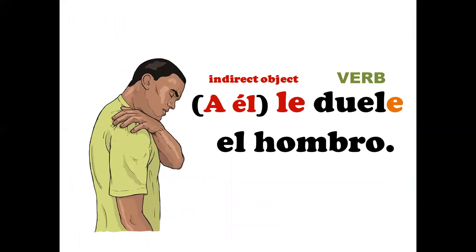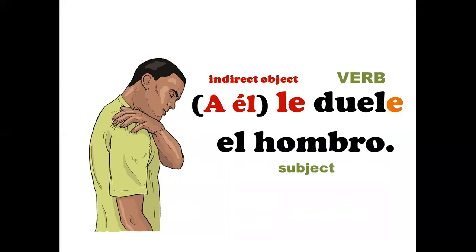A él le duele el hombro. To him is painful the shoulder. What would the actual translation of that sentence be in English? His shoulder hurts. All right, his shoulder hurts. It's painful to him. His shoulder hurts. A él le duele el hombro.